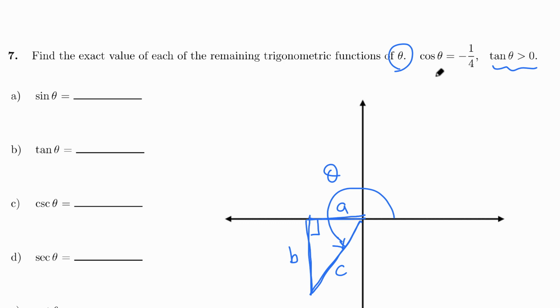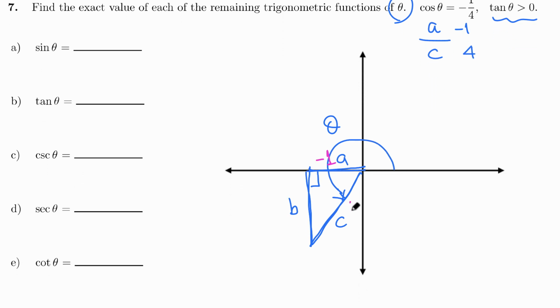So cosine is adjacent over hypotenuse. We denote by c here, and this hypotenuse is never negative. So it's -1/4, negative on the top and 4. So adjacent is -1. This is -1 and hypotenuse is 4. This is 4.